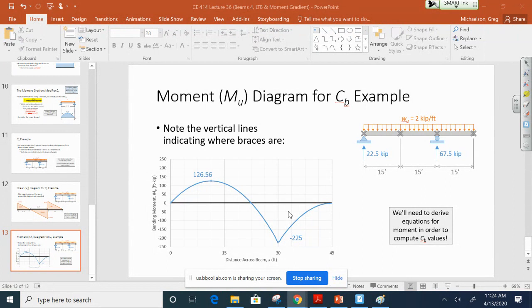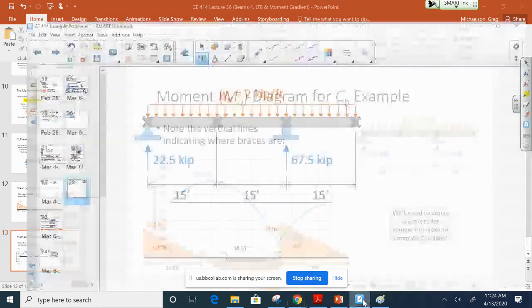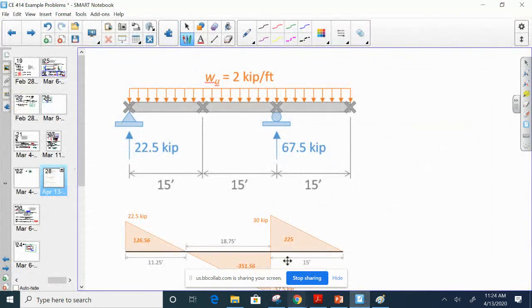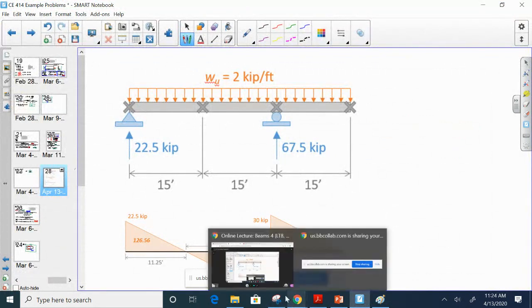And so we're going to use this example to determine the CB value for each of these different segments, okay? Now, in order to do that, we're going to need some equations for moments, so we're going to bring back some structural analysis exercises. But before I do that, I want to see, does anybody have any questions in chat before we move on?